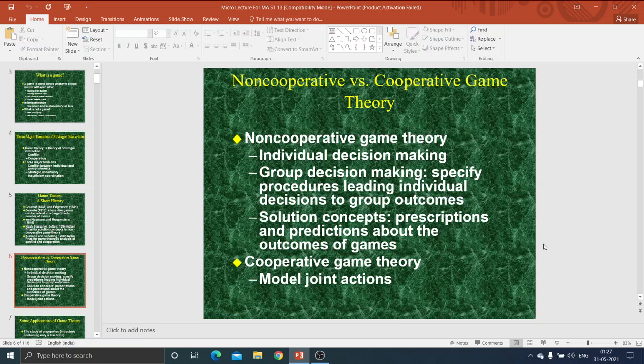So, non-cooperative game theory is one in which individual decision making, group decision making, and specified procedures lead individual decisions to group outcomes. This is what the kind is. And then the solution concept, prescriptions, and predictions about the outcome of games are discussed in this aspect of game theory. In cooperative game theory, a model of joint action is always discussed, that is, how we optimize social well-being or even individual well-being in a cooperative sense, as well as in the non-cooperative case, as we have pointed out elsewhere.